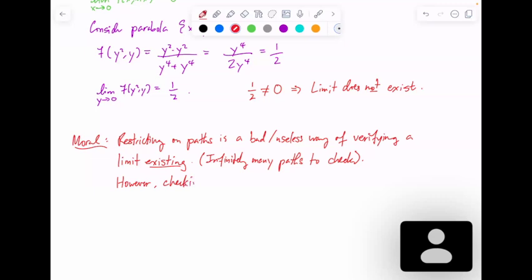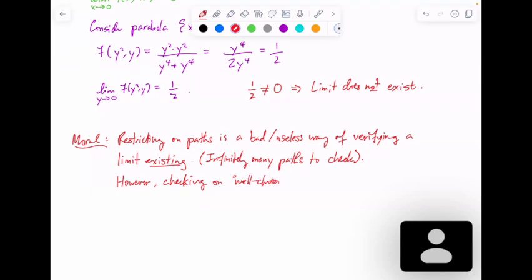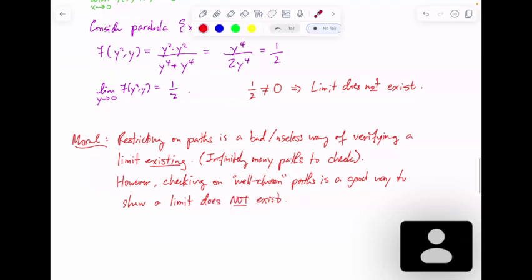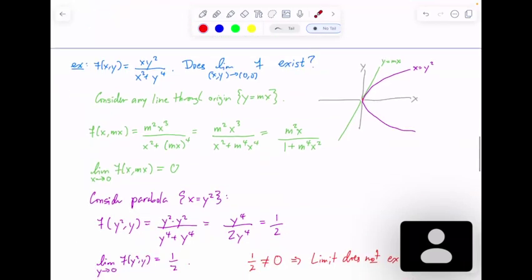However, I guess the converse of this, or the contrapositive of this, is that checking on well-chosen paths is a good way to show a limit does not exist. In essence, here's the game. Especially when it comes to homework and tests, you're going to see rational functions that look like this. In this case, how do I know this was a good path to check?